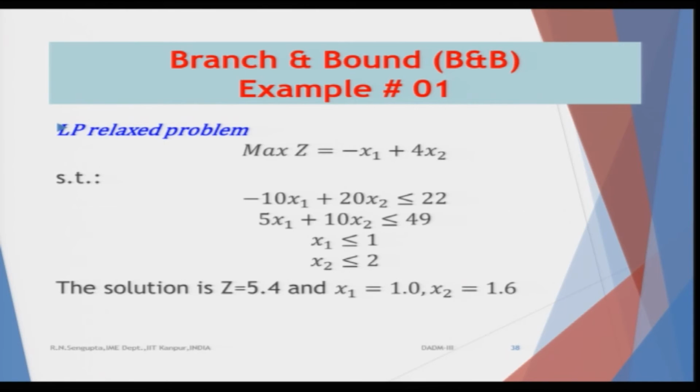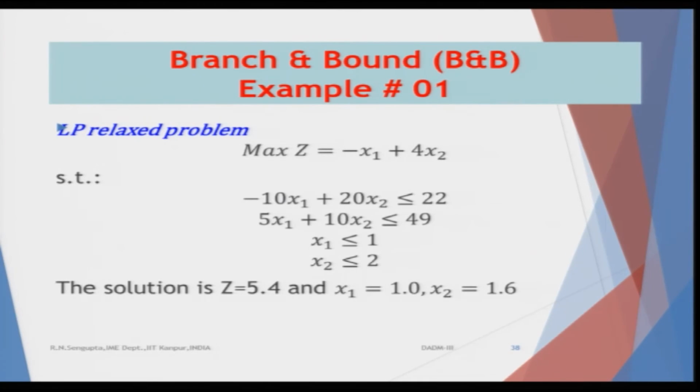So, the actual problem formulation is like this, this integer one. The maximization problem remains the same, objective function, constraints remain the same: minus 10x1 plus 20x2 is less than equal to 22, and the second constraint is 5x1 plus 10x2 is less than equal to 49, and the integers are like this. X1, for the third area we are taking, is less than equal to 1, which is 0 and 1 for x1, and x2 was less than equal to 2. So, obviously, x2 values would be 0, 1, 2.